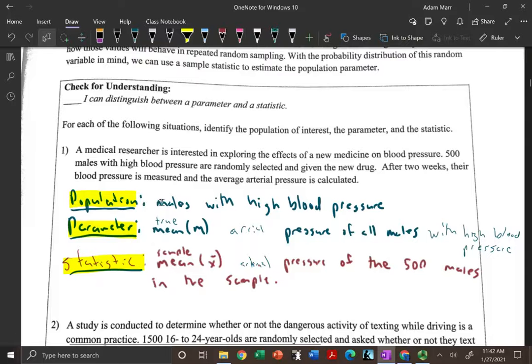So the population, of course, is all males with high blood pressure. The parameter, remember, is based on the population. So that's what you're actually finding. We want to know the true mean, which is mu, of the arterial, sorry about that misspelling right there, it's arterial pressure of all males with high blood pressure. And the statistic, that's based on your sample. Looks like we have 500 males right here. So that's the sample mean, X bar, arterial pressure of the 500 males in the sample.